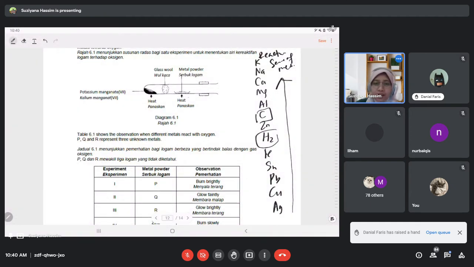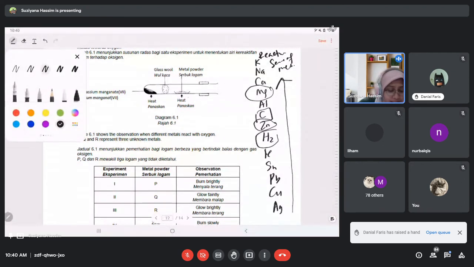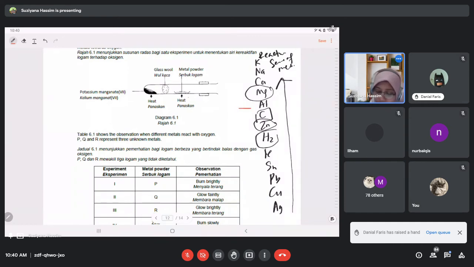Which metal is more reactive towards oxygen, magnesium or zinc? Assume the magnesium flame looks like this and the zinc flame looks like this. When the flame is like this, it means the metal is more reactive towards oxygen. So when going up the reactivity series of metals, the flame is brighter because the metal is more reactive towards oxygen.